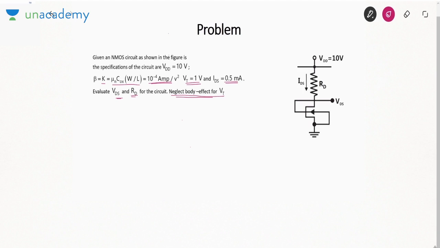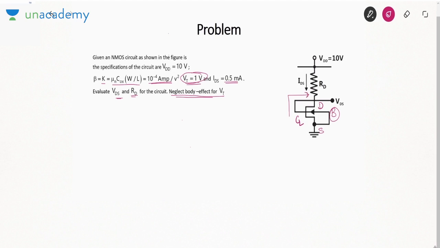This body effect we actually study in electronic devices and circuits. In this, if you apply a certain voltage at the body terminal, this is the body terminal, this is source, this is drain, this is gate, then by changing the body voltage, we can change the threshold voltage. That is what it is saying. If you are neglecting the body effect, it means you are ignoring the change in VT. So you will assume that VT will remain constant.